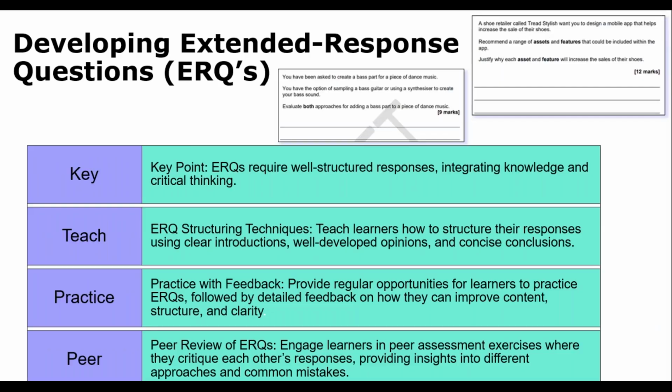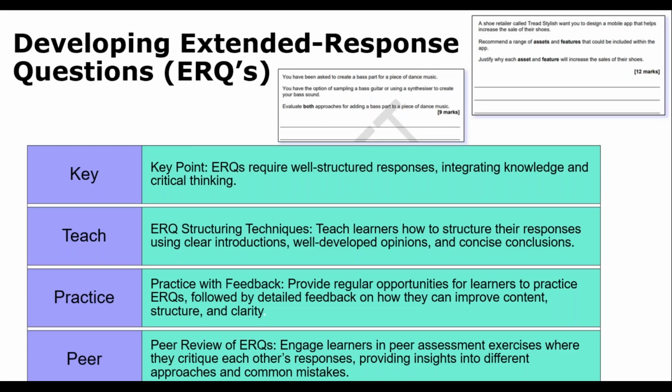We're now going to look at developing extended response questions. Extended response questions require well-structured answers that integrate knowledge, critical thinking, and clear communication. Learners should practice organising their thoughts, presenting their opinions, and showing clear conclusions to aim for the higher marks, using the command verbs.